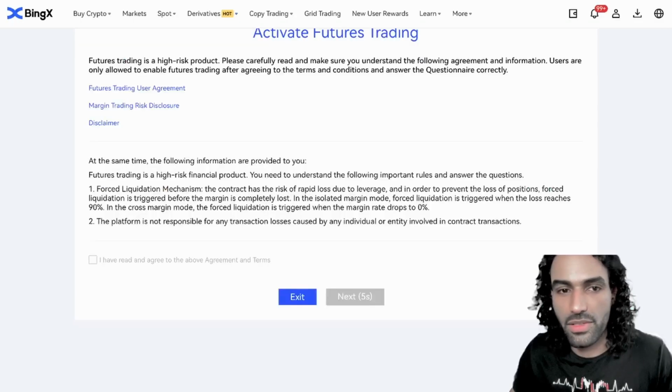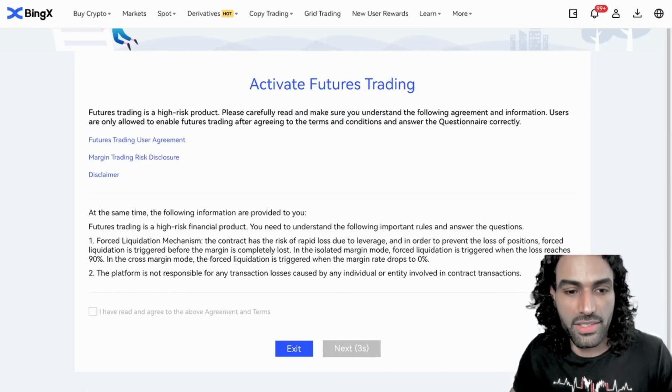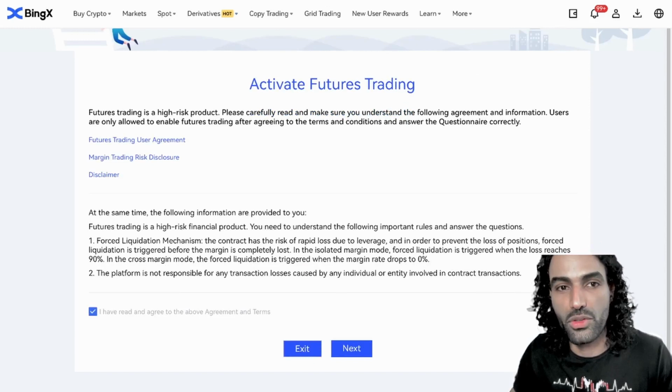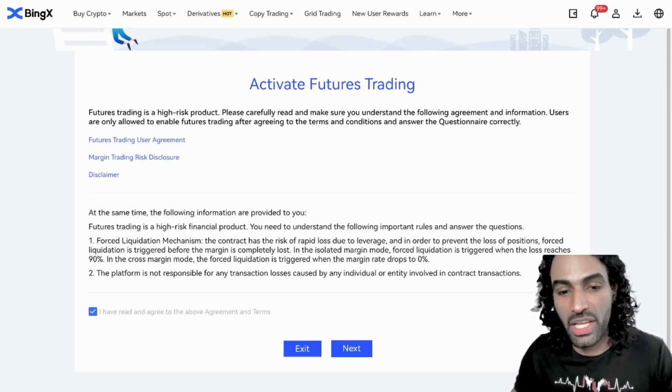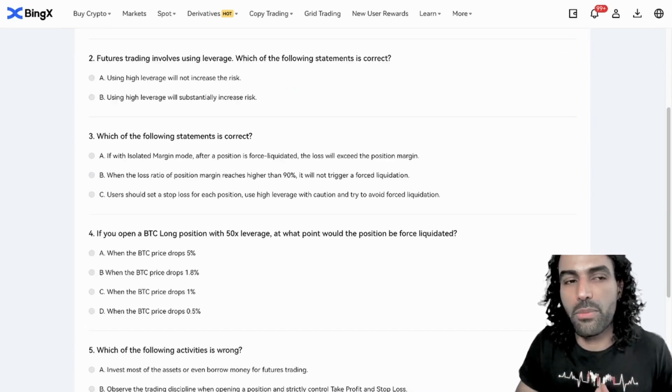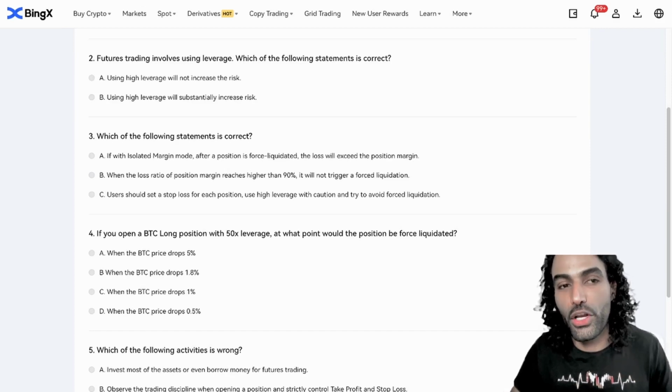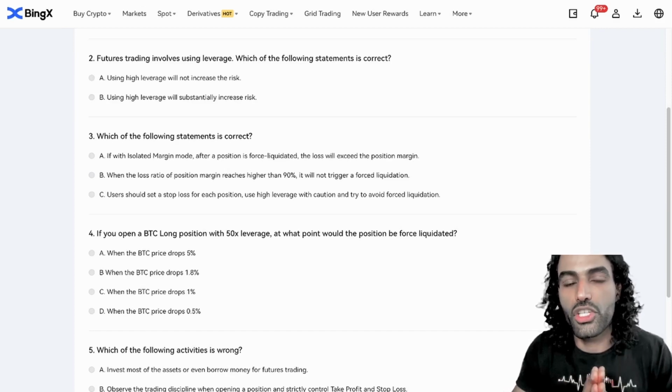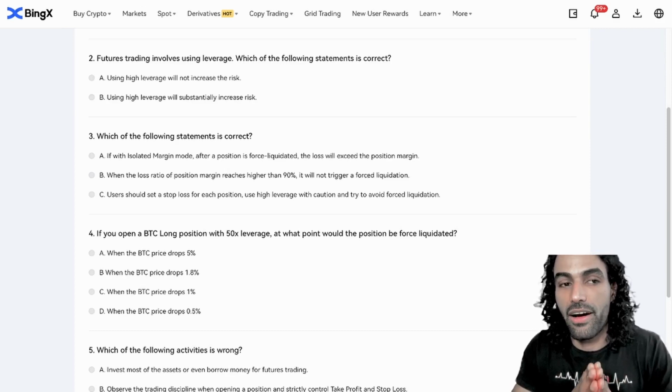Okay, activate. We have to activate the futures trading. You have to do this if you want to trade and acknowledge the risk of leverage trading on BingX. After you say I have read and agree to the above agreement, you just say next. This is good because BingX cares about the trader and checks whether they know the risk of leverage trading on their platform.